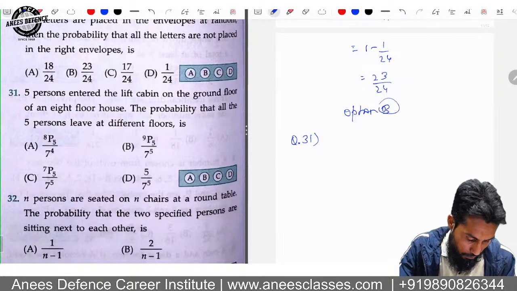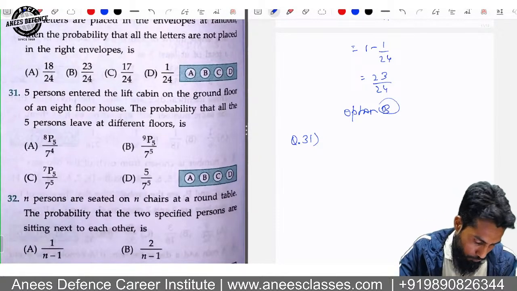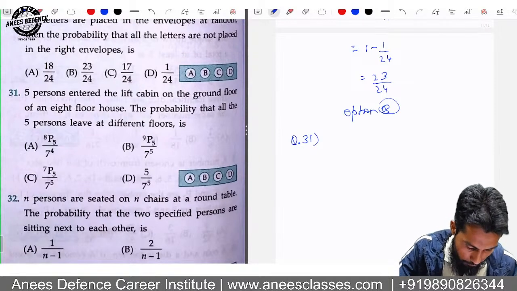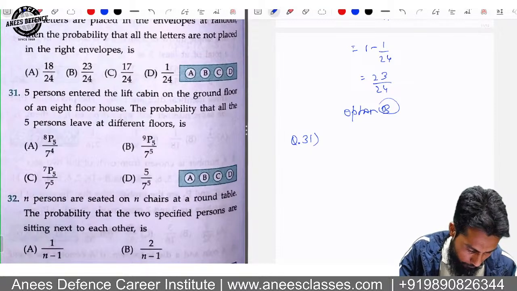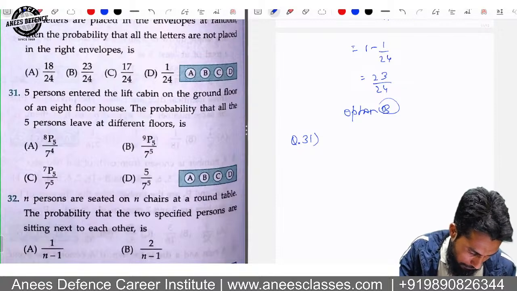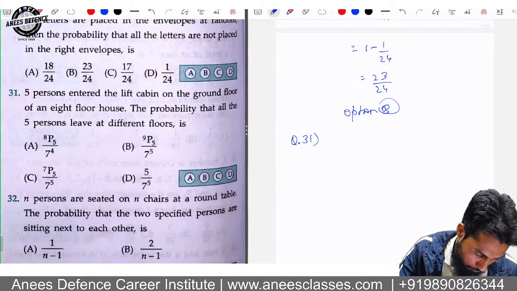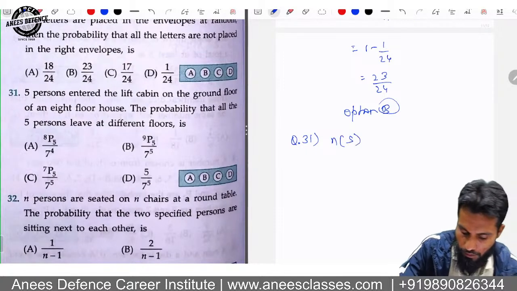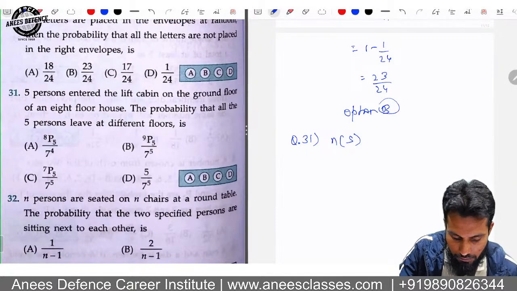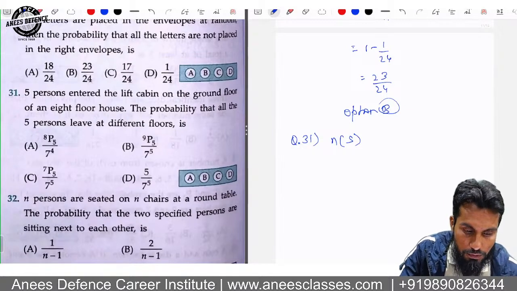5 persons entered the lift cabin on the ground floor of an 8-floor house. The probability that all the 5 persons leave at different floors is what? Okay, fine. Different floors. So there are total 8 possibilities. Out of 8 possibilities, you can go for any of the 5. That will be the different case. So 8C5. And total cases, 5 persons entered. So the sample space will be what? How will you find the total sample space? That is important first.